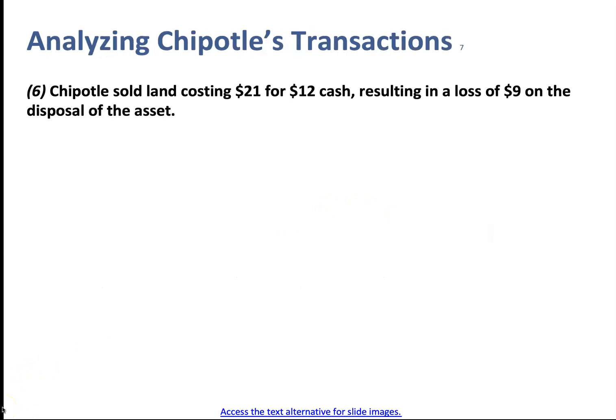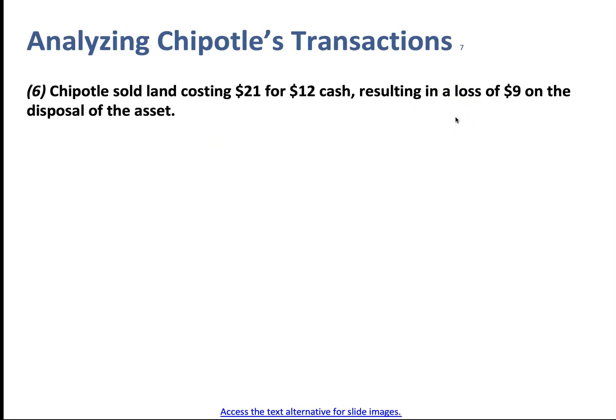All right, the next transaction. Chipotle sold land costing $21 for $12 cash. Because we sell something cheaper than it costs us, it results in a loss. So you're going to ask yourself, is this a revenue? Did you sell something? Yes, we sold something. We transferred the land to our customer. So we should recognize revenue in this example. However, it's not a revenue, it's a negative revenue, which is a loss. So we should recognize a negative revenue basically.